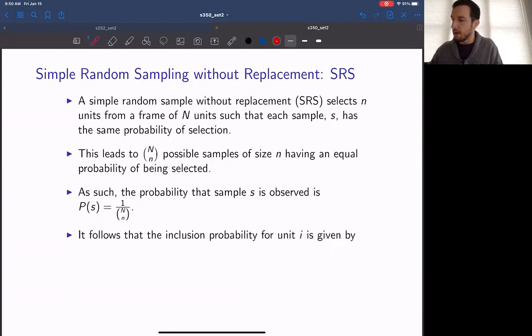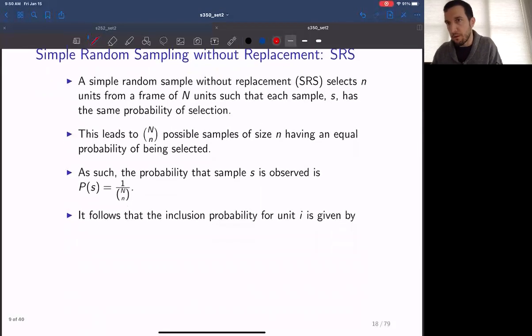So on Monday, we will write down the inclusion probability for each of the different observations from an SRS. And then we will define the estimators for an SRS and give the properties of those estimators. That is, determine their variance and whether or not they are unbiased estimators.